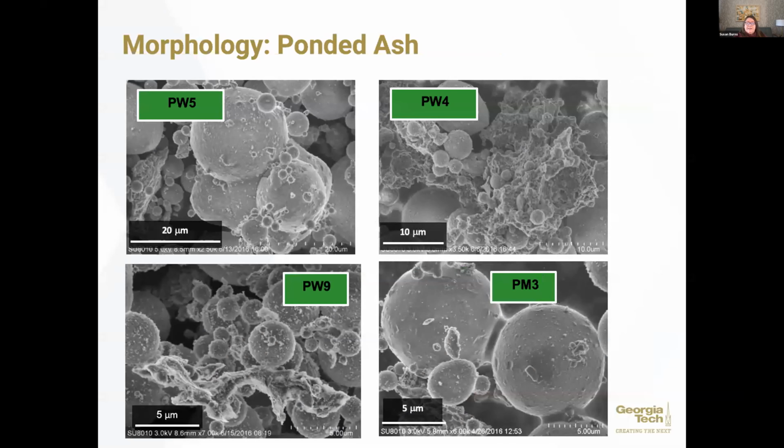Now let's look at ponded ash. So this is coal ash that has been disposed. These are from the southeastern United States, so it's a relatively warm and humid climate. And these ashes have been disposed somewhere between 5 and 30 years, something like that. And what I think you can see pretty clearly here is the aging and weathering effects that we're getting from these ashes. In some cases, we're getting cementation between the grains.